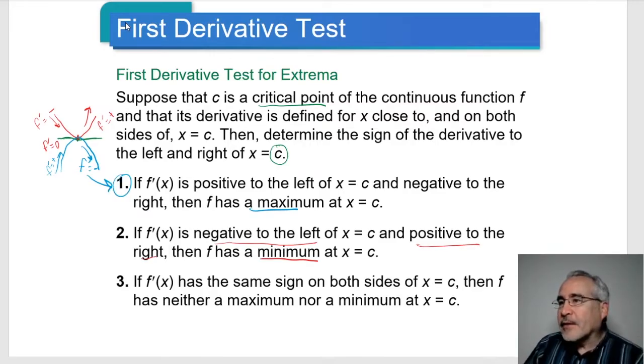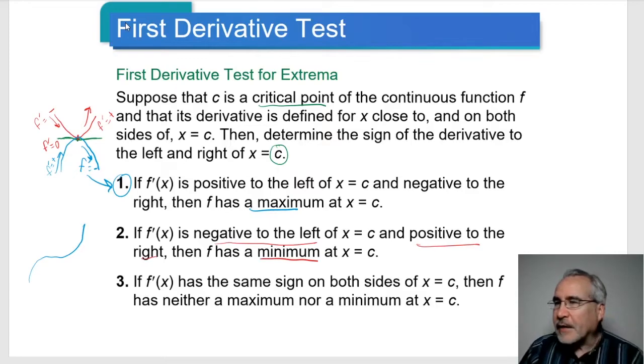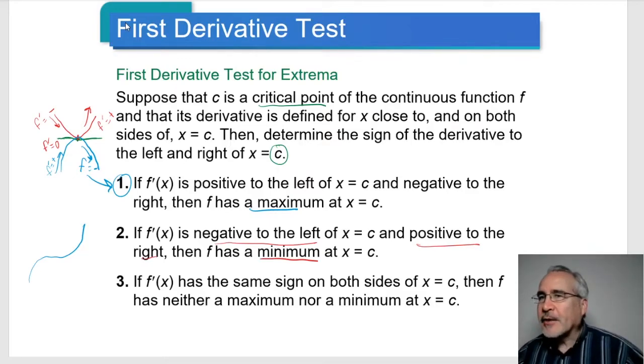And then if it's the same sign on both sides, then it's neither a maximum nor a minimum. Sometimes what we've got is something that flattens out like this, and it's still increasing on both sides. It's possible we could have an inflection point or something. We'll talk about those later.